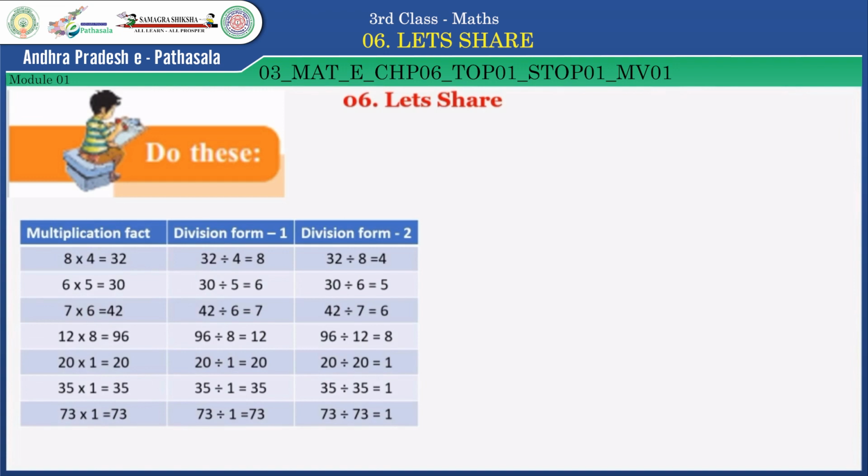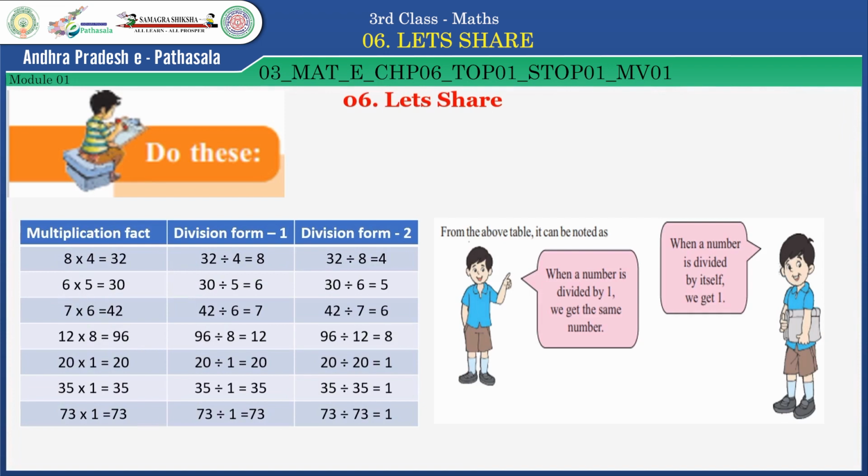And the next one is 20 1s are 20. Here the first division form is 20 divided by 1 is equal to 20, and 20 divided by 20 is equal to 1. When a number is divided by 1, we get the same number. When a number is divided by itself, then we get 1.